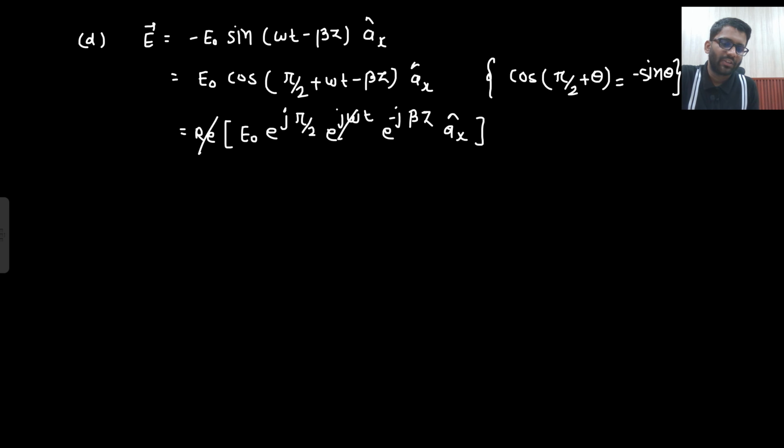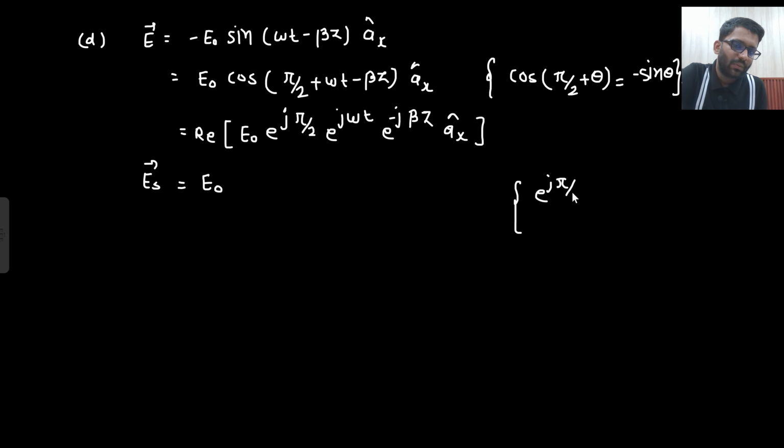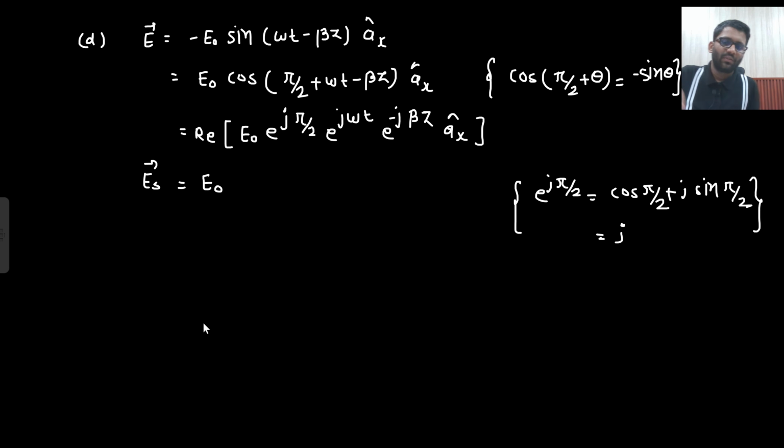Real and e to the power j omega t. So what will be the phasors? So the phasor would be E naught. Yeah, what will be e to the power j pi by 2? I hope you know the answer. E to the power j pi by 2 is cos pi by 2 plus j sin pi by 2. Cos pi by 2 is 0, sin pi by 2 is 1. So what is the answer? j. So this will turn out to be simply j.